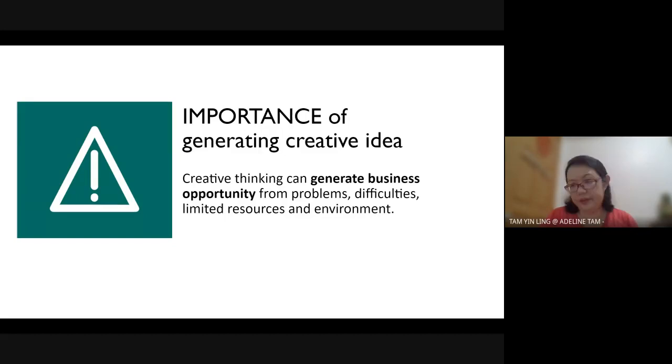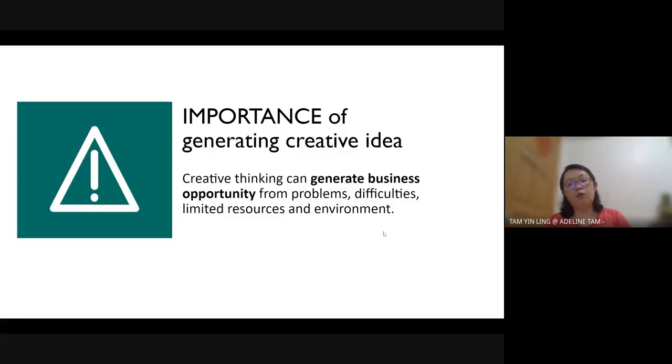It is very important for you to think of creative ideas for your business, because creative ideas can solve a lot of problems. Okay? A lot of problems. For example, you solve the problem of consumers, difficulties, limited resources. Limited resources is a problem, so how do you solve it? And the problems of environment.